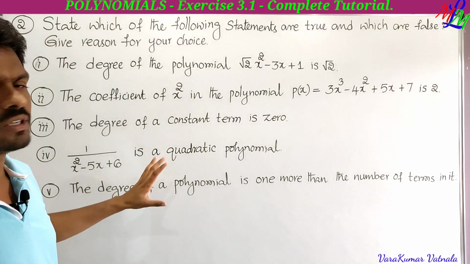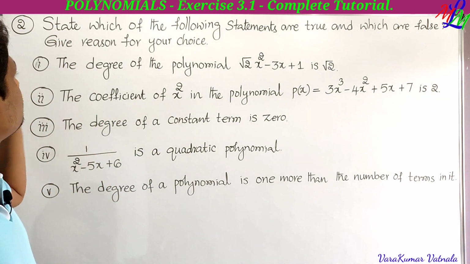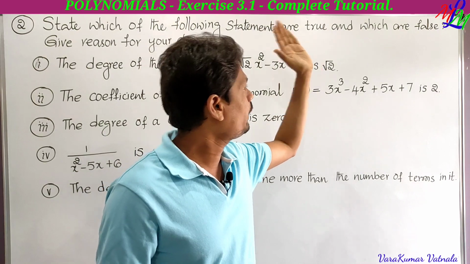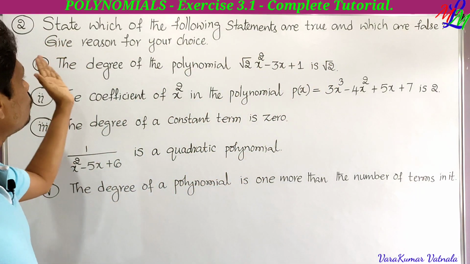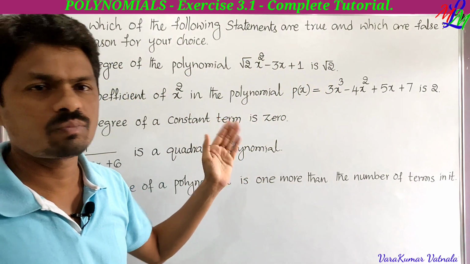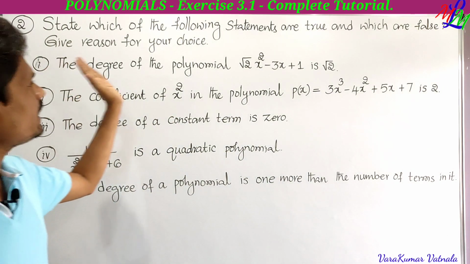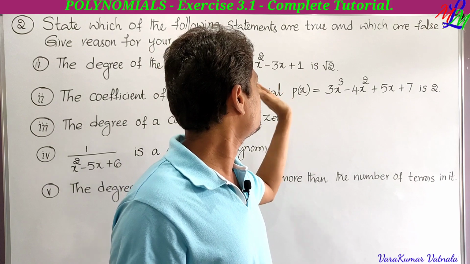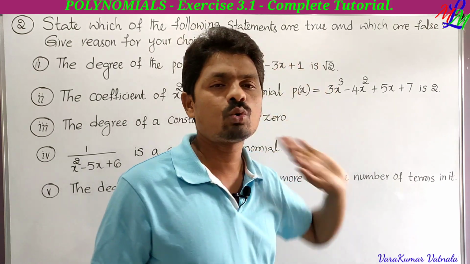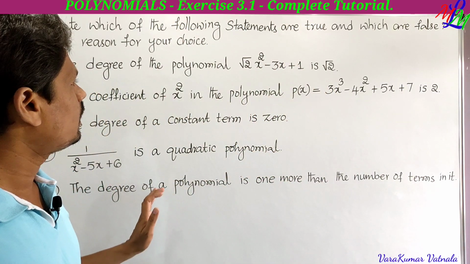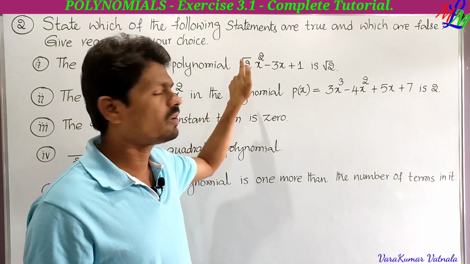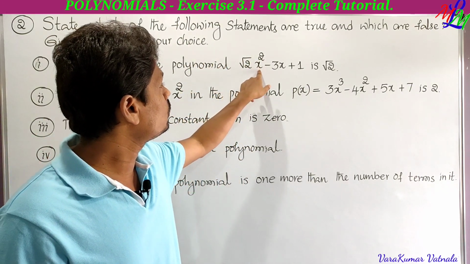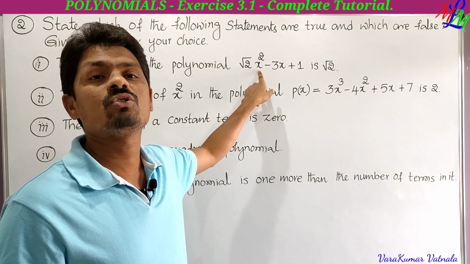There are 5 statements in the second one. State which of the following statements are true and which are false. Give reason for your choice. So first one, the degree of the polynomial root 2x square minus 3x plus 1 is root 2, he has given. But root 2 is not the degree of the given polynomial. Root 2 is the coefficient of x square.